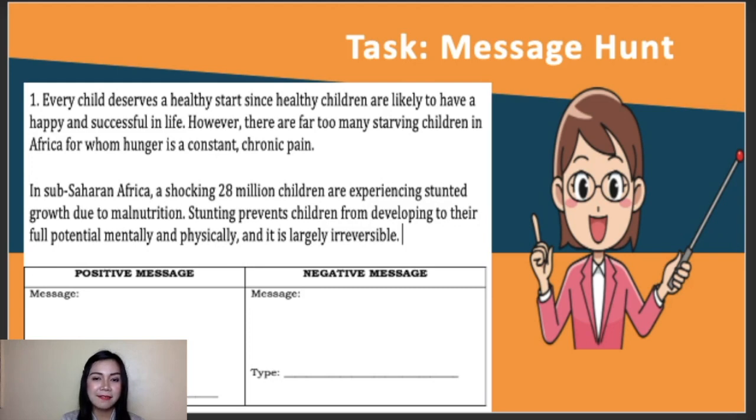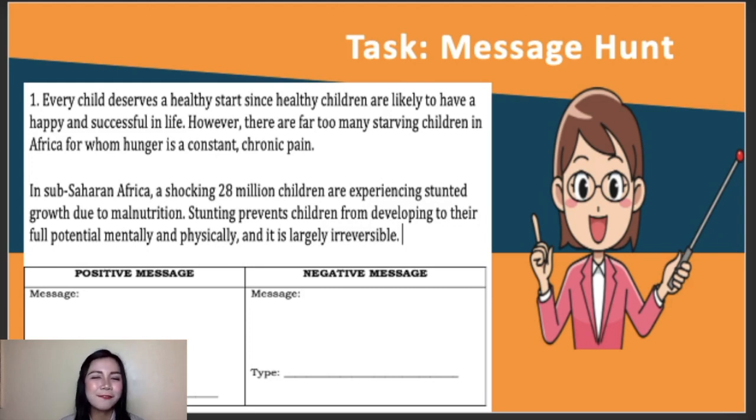Let us have the positive message and the negative message, and then after that, let us know what type of message that is. I will give you a minute to read again our article. All right, Pray, you are raising your hand. Yes? Oh, you already have your positive message. Can you please share with us your positive message? Every child deserves a healthy start since healthy children are likely to have a happy and success in life. Perfect! You are totally great, Pray.